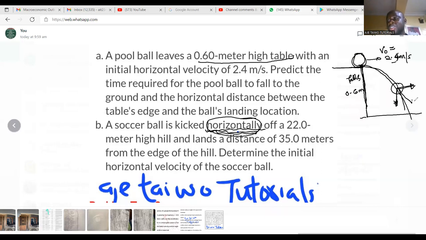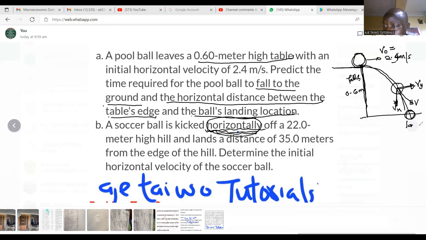This is the total velocity at any time t. This is dy and this is dx. Now, the next thing you should do is predict the time required for the pool ball to fall to the ground, by the time the ball reaches the ground here. And the horizontal distance between the table's edge and the ball's landing location. This is the landing location. This is the table edge. That line down is the distance traveled horizontally, x. This is your y.